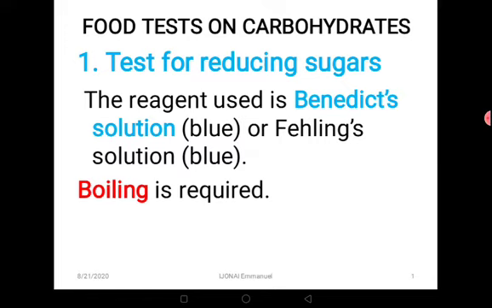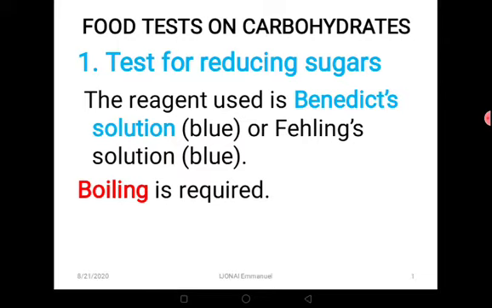My dear students, welcome to lesson 6, and we are still looking at the chemicals of life. In this particular lesson, we are going to conclude with carbohydrates, where we are going to do the chemical tests for different groups of carbohydrates. Group number 1 is the reducing sugars, and we are going to do tests for reducing sugars.